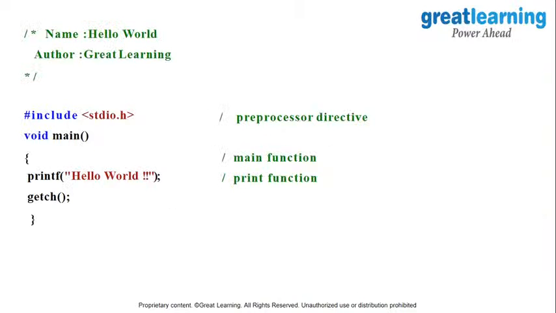Okay, so now let's see a simple program of how to use these things. If you see, we have a main function, that is void main, right? And then we have a printf statement, which prints hello world, right? This print function is there. And how did this print function come into existence? Due to standard input and output, that is the preprocessor directive, right? Now if you see hello world author great learning, right?